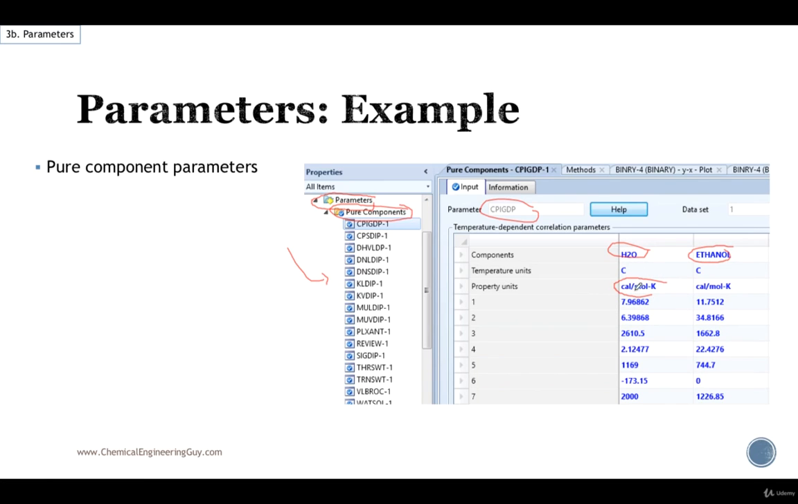As the property unit, I'm pretty sure the unit is okay. It is CP. How are you calculating CP? Well, I need this set of parameters. These are the parameters, guys. So this is not raw data. These are parameters which come from databases.